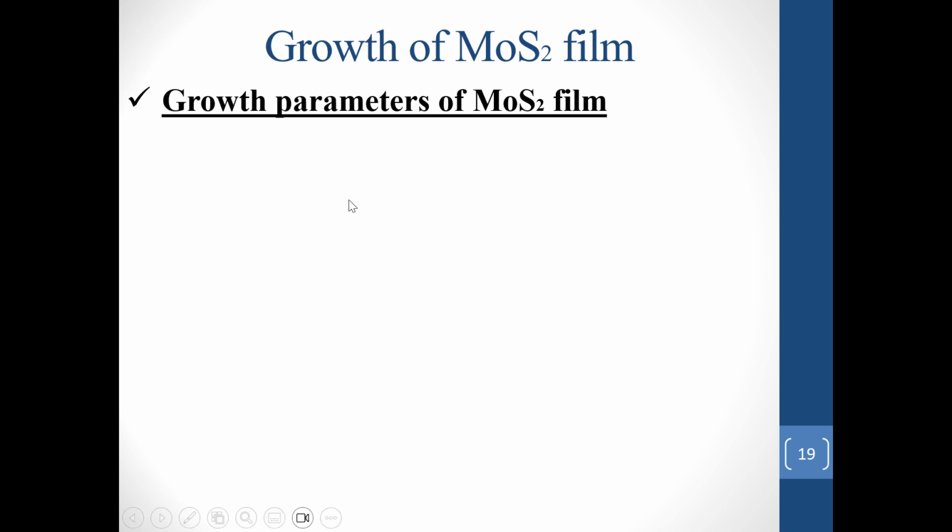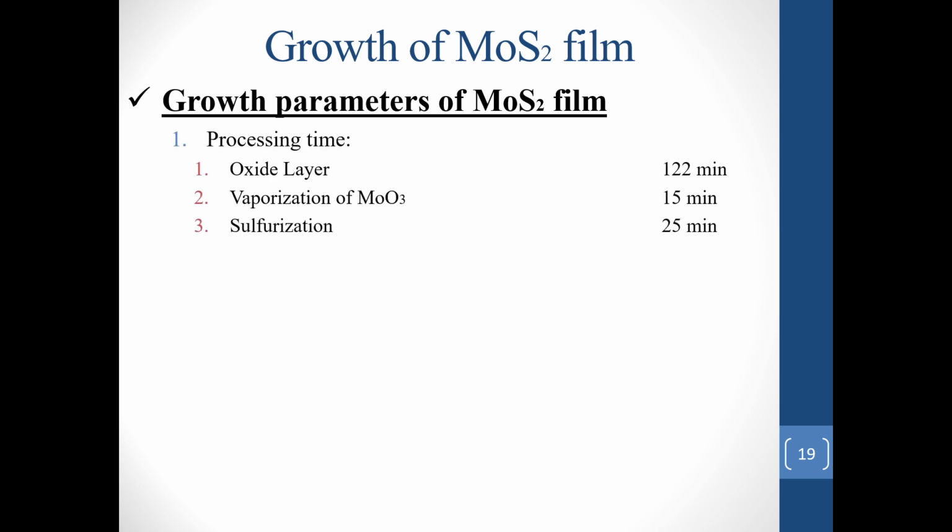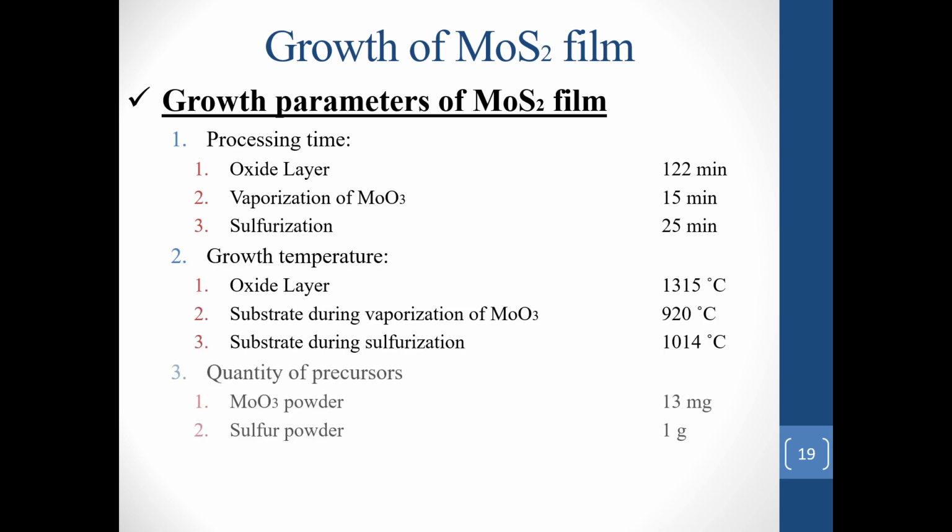Now, the growth parameters of the MoS2 film. These are the parameters. For the oxide layer, it took 122 minutes in total. For the vaporization of MoO3, it takes 15 minutes, and for the sulfurization process, it took 25 minutes. For the growth temperature, the oxide layer forms at 1315 degrees Celsius, and the substrate during the vaporization of MoO3 is at 920 degrees Celsius. The substrate during sulfurization is at a temperature of 1014 degrees Celsius.